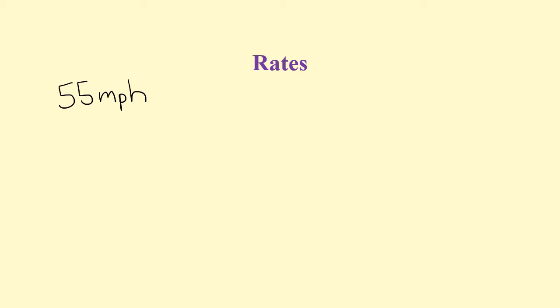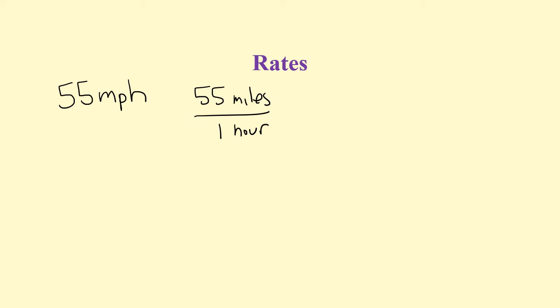Now, the way we are going to write rates in this section is as fractions. And here's what I mean. So 55 miles per hour means 55 miles in 1 hour. And that's the way we usually think of them.